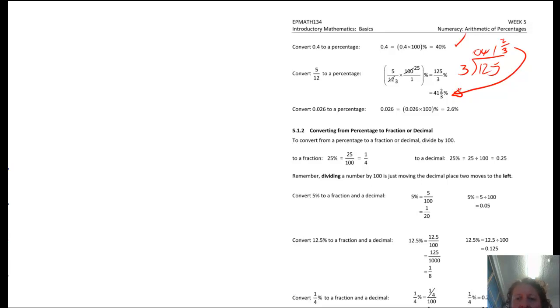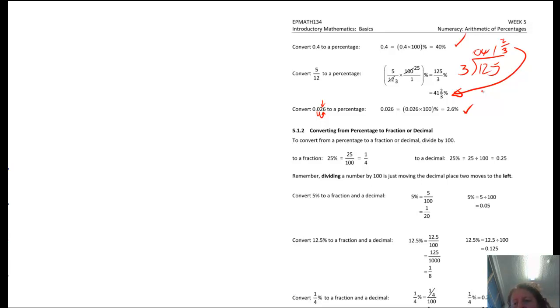And 0.026, it's just 2 moves. Don't get put off by weird looking decimals or really small ones or lots of zeros. It's still just 2 moves. The decimal ends up between the 2 and the 6, so it's 2.6%. So that's pretty nice. What about the other direction?